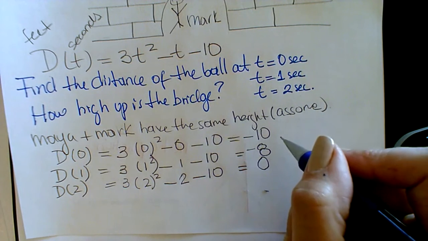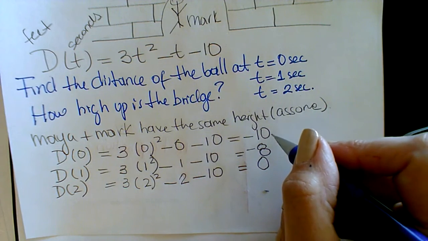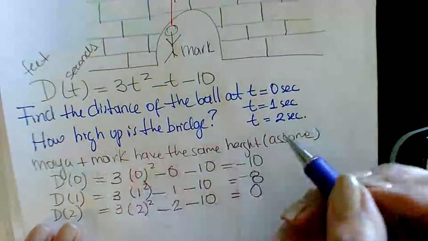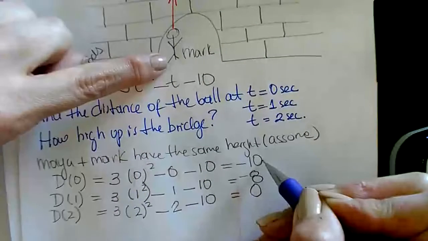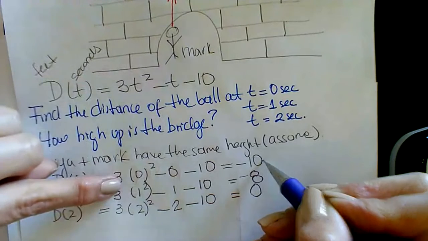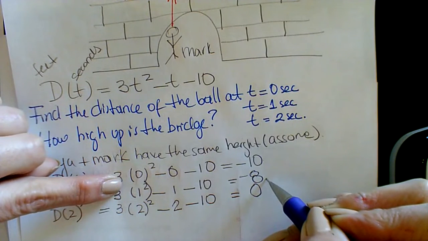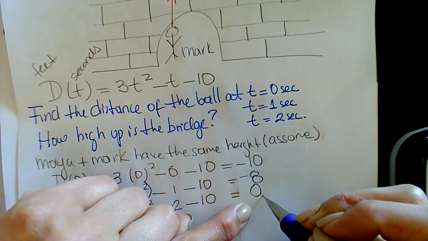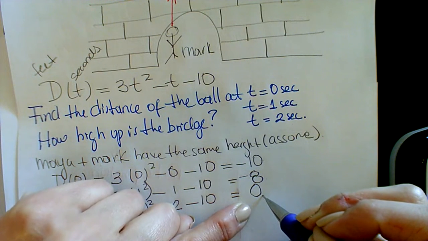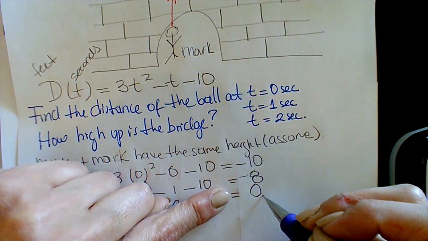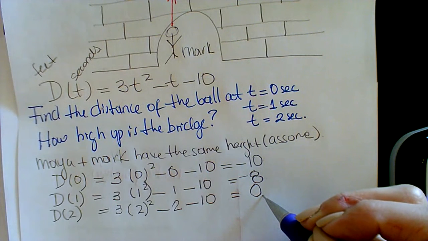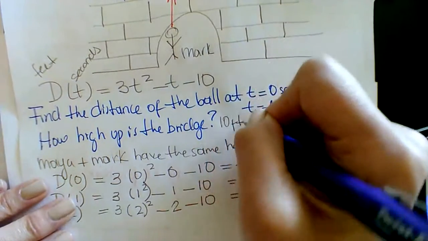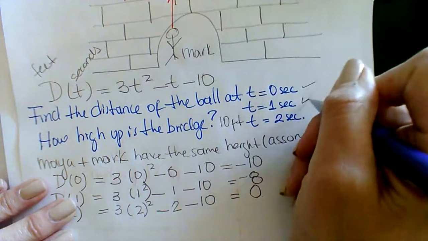So this is the distance. The height of the distance at 0 seconds when he still has the ball is 10 feet. When he throws the ball a second after that, it's 8. And at 2 seconds, what happened? The ball is up here already. So the distance of the bridge is 10 feet. And we found the distance at 0, 1, and 2.